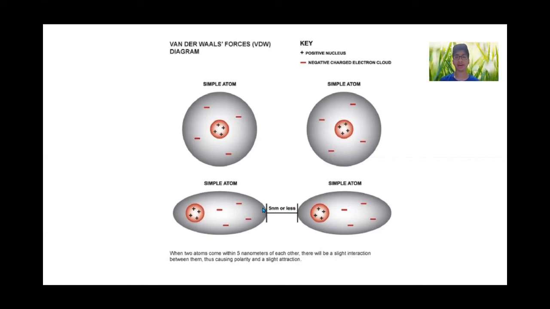So yes, they'll have an interaction for a bit because of the orientation of electrons in the atom, but soon the electrons will move again, and this atom right here will start to look like this, and this atom right here will start to look like this, and they won't really attract with one another anymore.